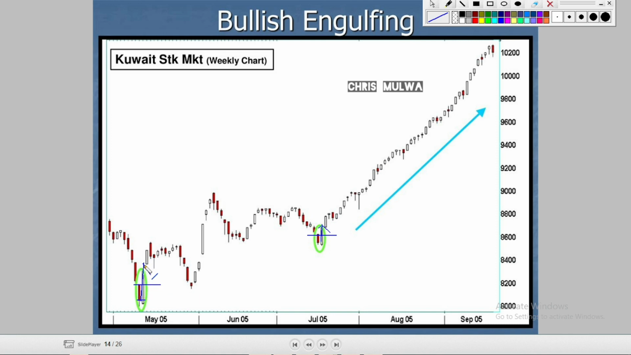So you see, when we have the second one, we can get in, and again we can get in at the first. So the decision is yours. For me, I like waiting for the second candle.